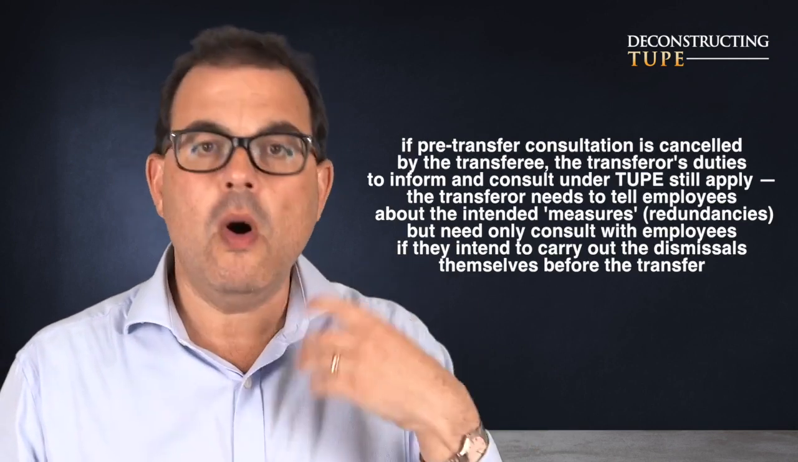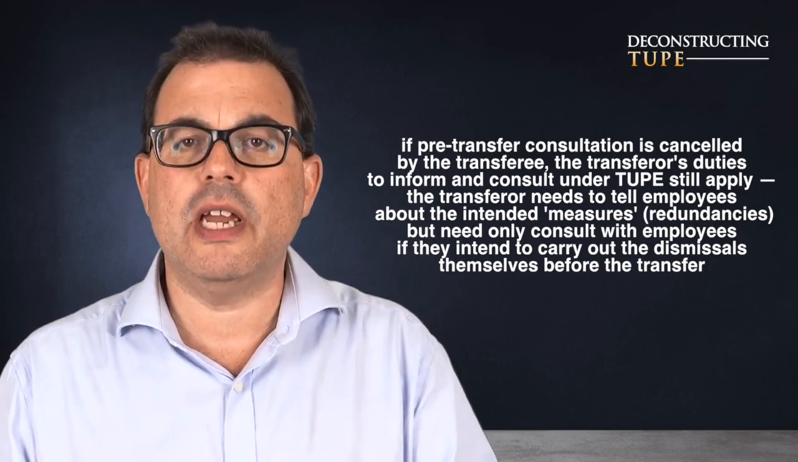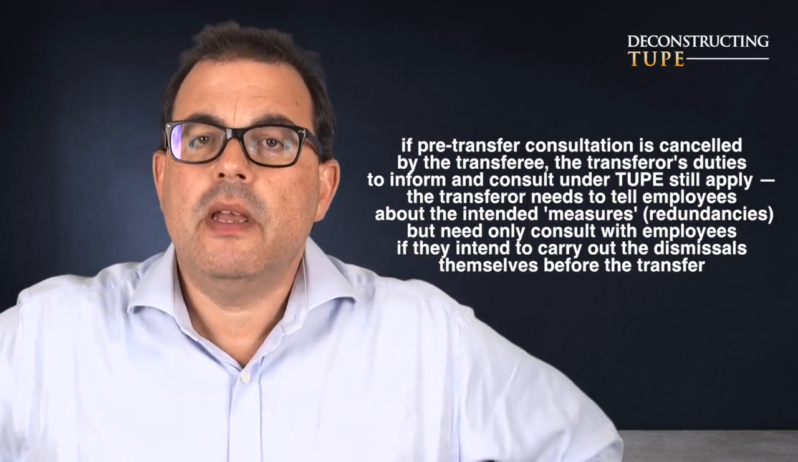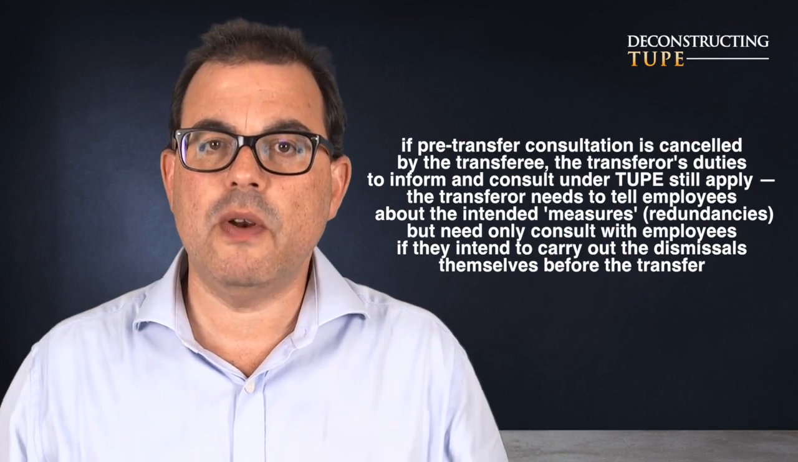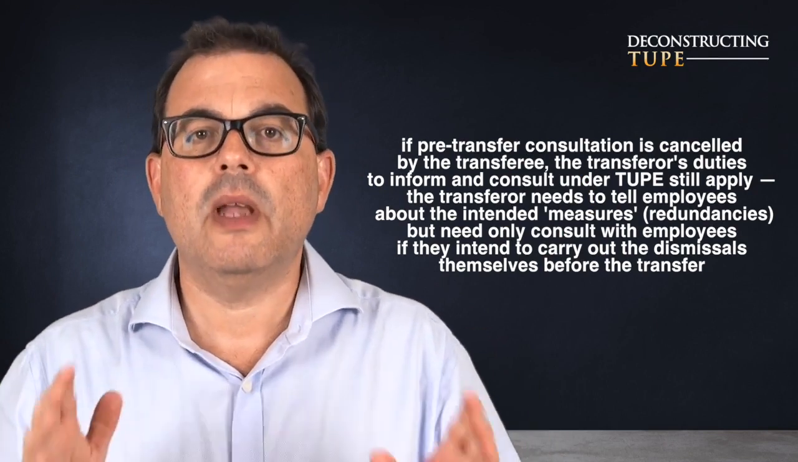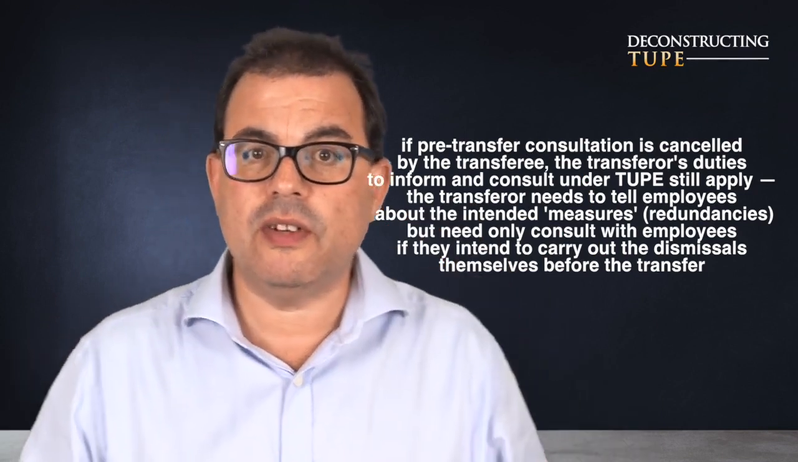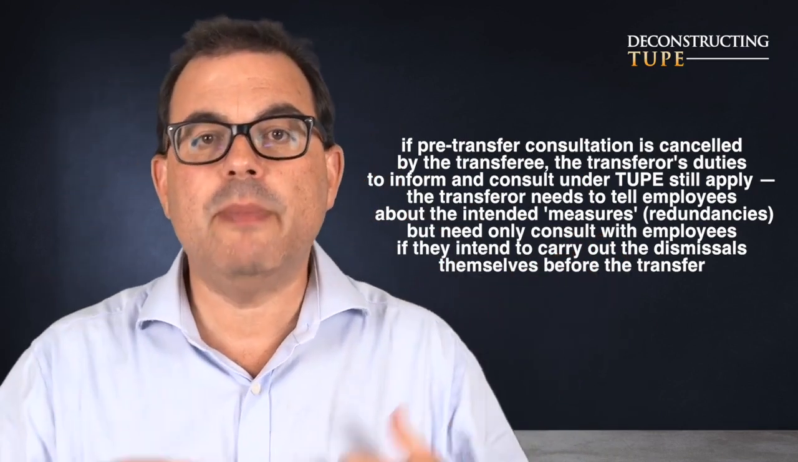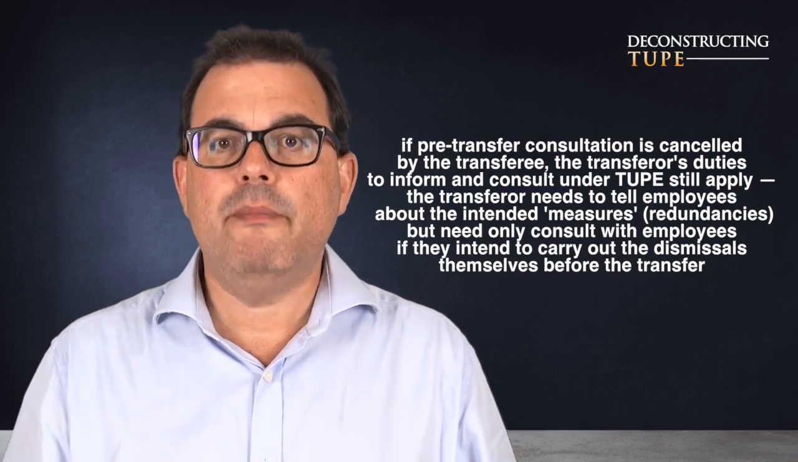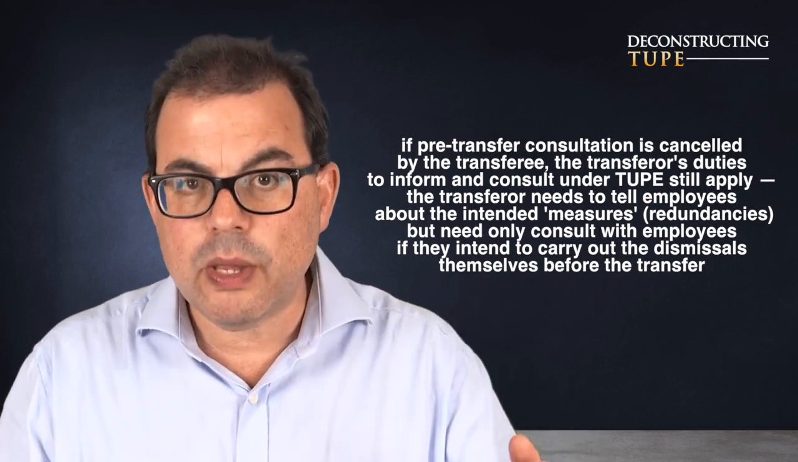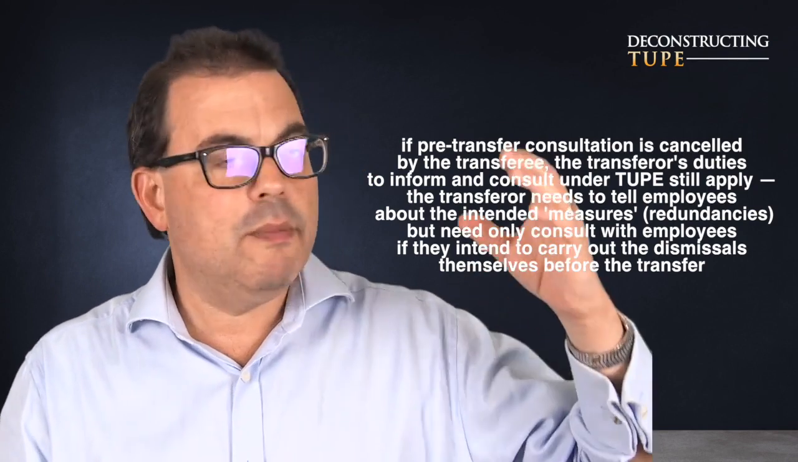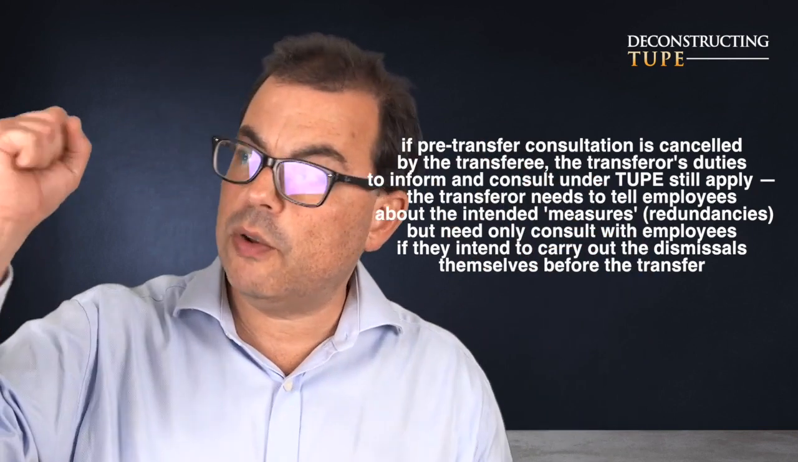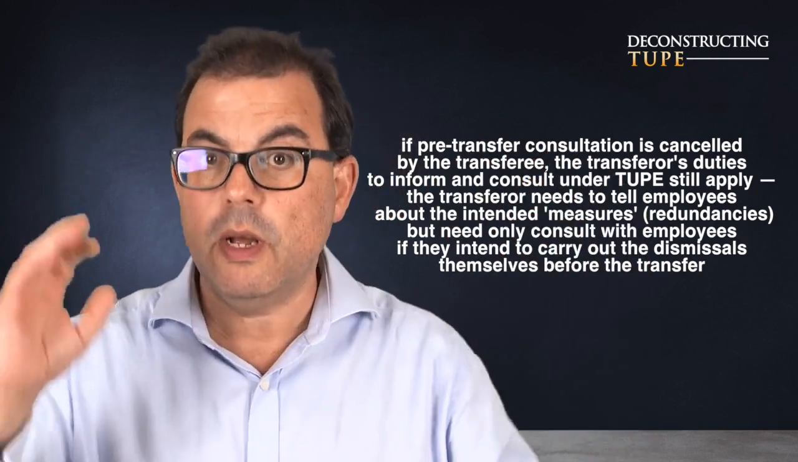I've lost track, I think this is number 4. If pre-transfer consultation is cancelled by the transferee, the transferor's duties to inform and consult under TUPE still apply. The transferor needs to inform employees about the intended measures, the redundancies, but only needs to consult with employees if they intend to carry out those dismissals themselves before the transfer, because the transferor doesn't need to consult about what the transferee is going to do. Only inform, not consult. Complicated module.